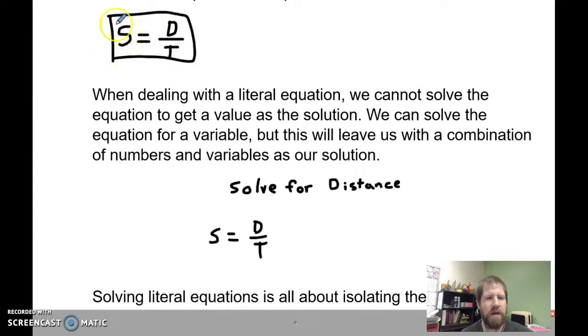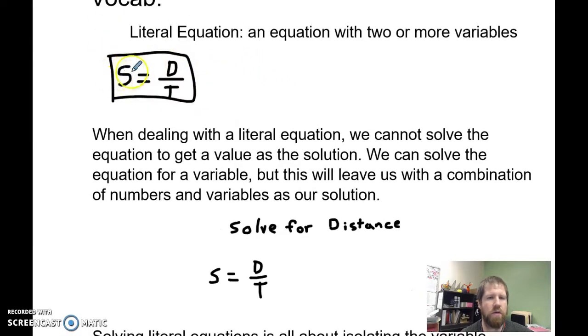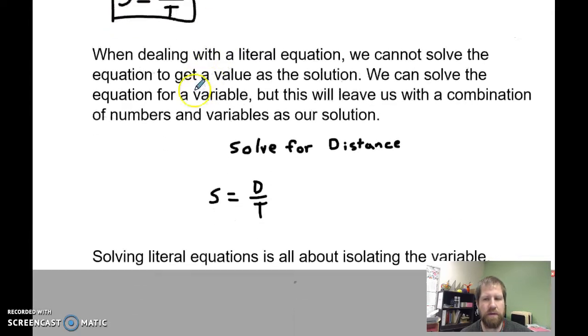Okay, I'm going to have my variable isolated. So this is a literal equation which is solved for speed. Okay, speed is by itself. All right.